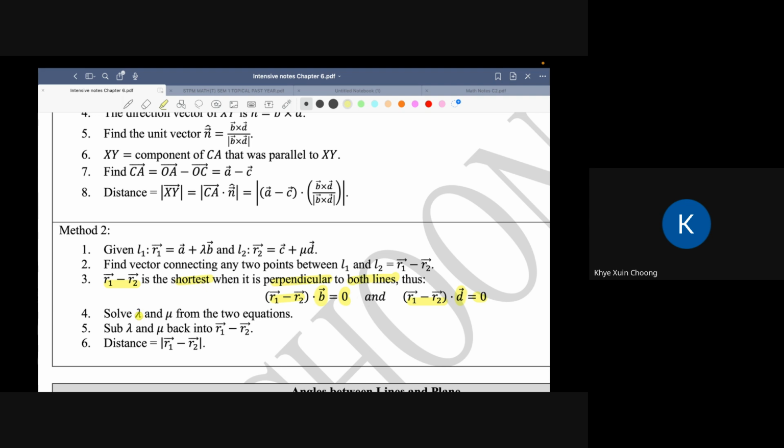So when you perform the dot products, you have two equations and two unknowns, lambda and mu. You should be able to solve for lambda and mu from the two equations. This lambda and this mu are the condition that makes R1 minus R2 the shortest. So you substitute lambda and mu back into R1 minus R2, and you get the shortest vector. Then you just find the distance as the magnitude of R1 minus R2.